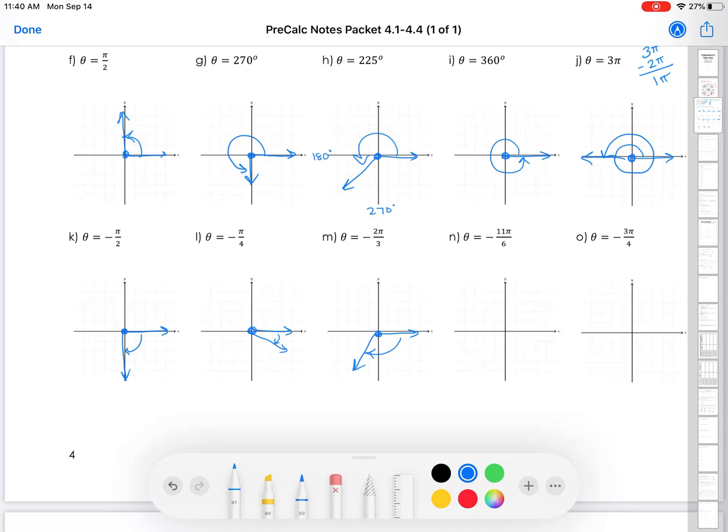11 pi over 6, that's almost an entire circle, but it does say negative, so we're going to go down first. So all but 1/6 of the circle, right? 12 pi over 6 would be 2 pi. And then negative 3 pi over 4, so negative 3/4. That should be about here. Okay. The more familiar you are with the unit circle, the easier graphing these will be.